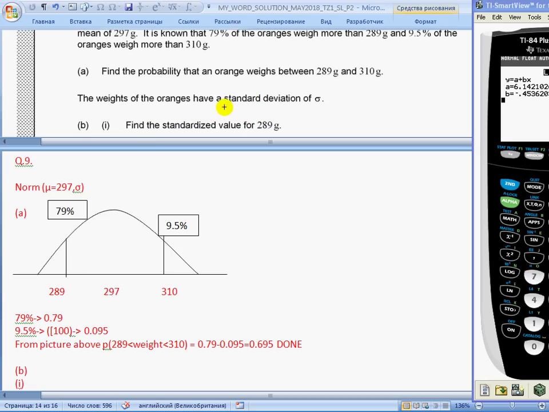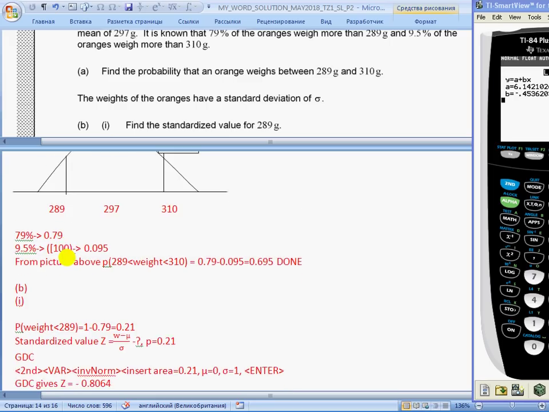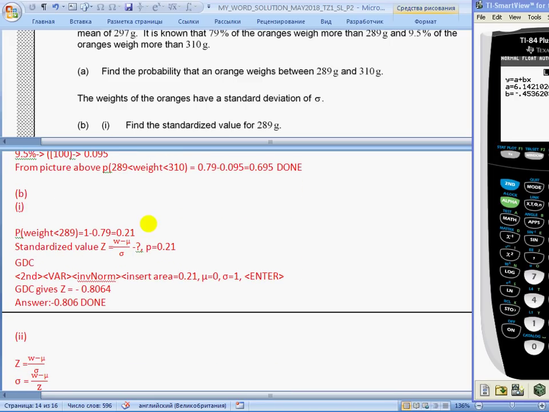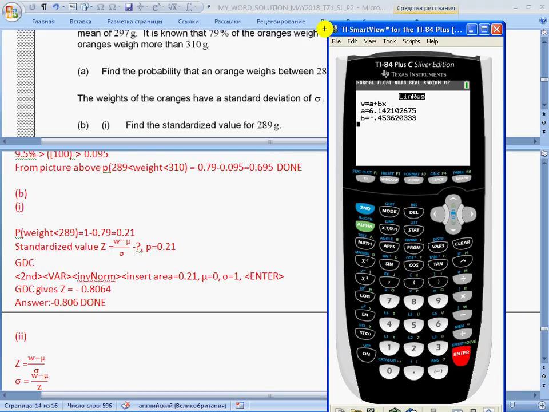The weights of oranges have standard deviation of sigma. Find the standard test value for 289. So for the standard normal distribution, what is the value z for this? The values that give us less than 79, so 79 less is 21. So the probability is 0.21. We should find z. So we use inverse normal distribution.